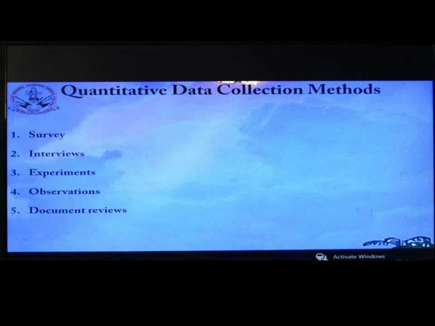Then it comes to experiments. Here we will also include clinical trials for objective parameters. So these are the scientific methods of data collection in which careful measurements are done to establish cause and effect relationship. So here the independent variable is what we are considering as cause. That independent variable is manipulated to measure the dependent variable. That's the measuring of dependent variables, those are the effects.